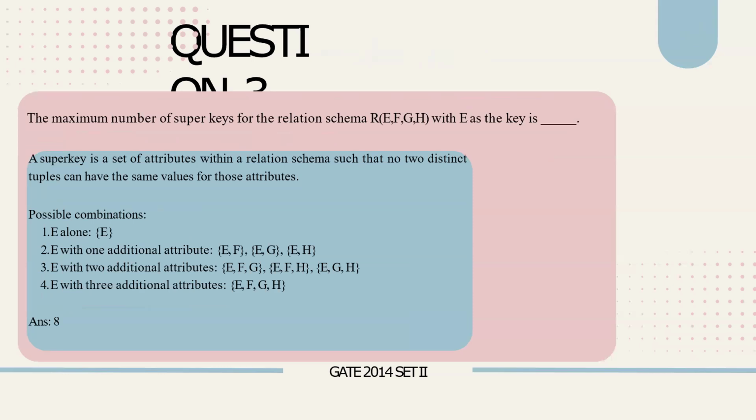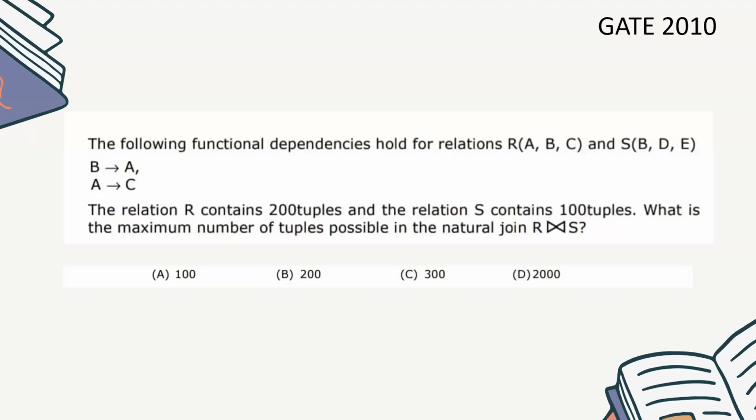The maximum number of super keys for the relation schema R of E, F, G, H with E as the key is? So the number of super keys will be 8, because E will always be a key. So the number of super keys will be 2 to the power 3, which is 8.